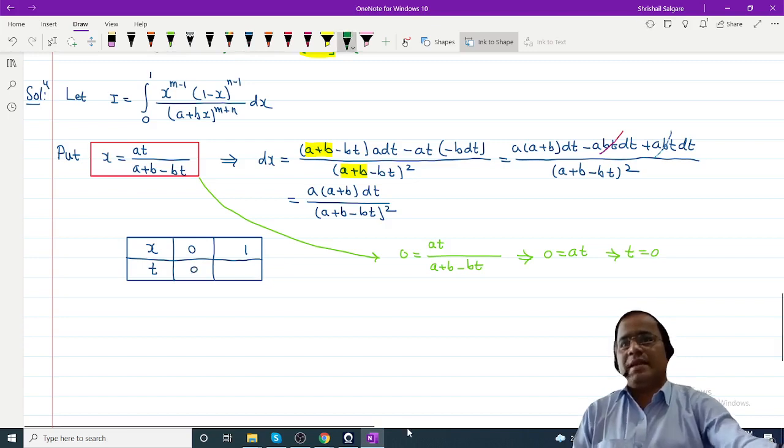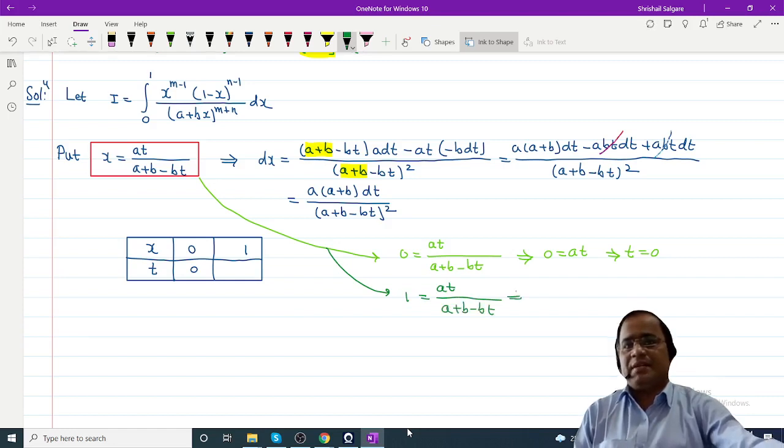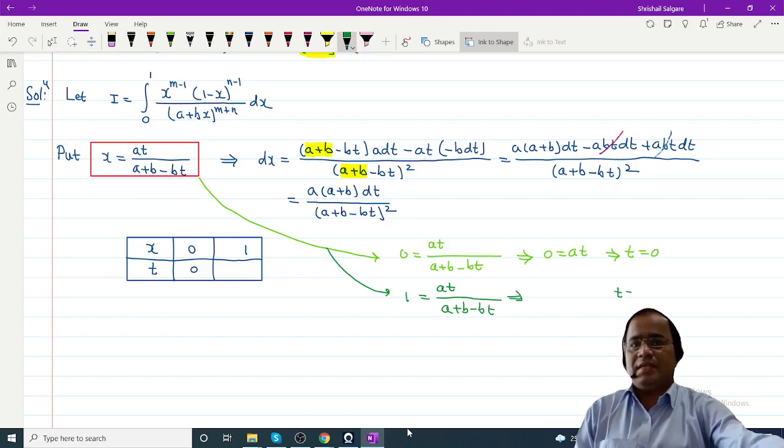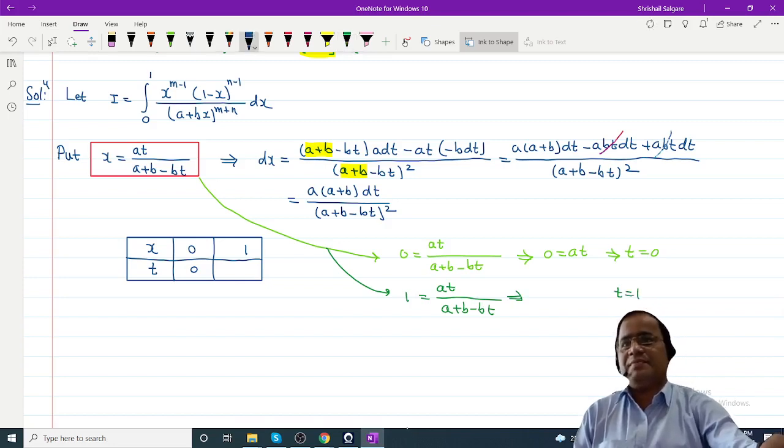Now in the same manner, you have to simplify the second one. In this case, x is 1, which is given by at divided by a plus b minus bt. Can you simplify? t equals 1. Very good. Is it necessary to simplify? No, I think. Okay, new limits are 0 to 1. Now again, whatever factors I require under the sign of integral, I will calculate separately.